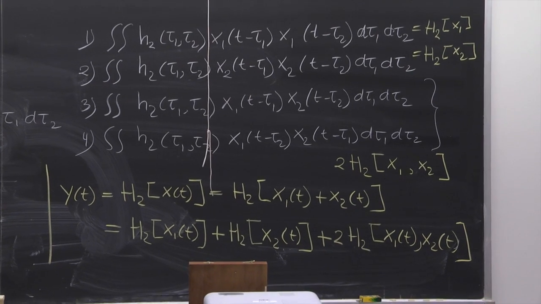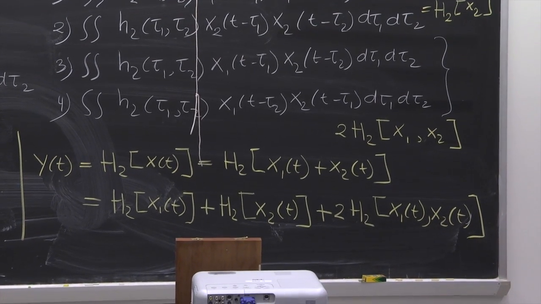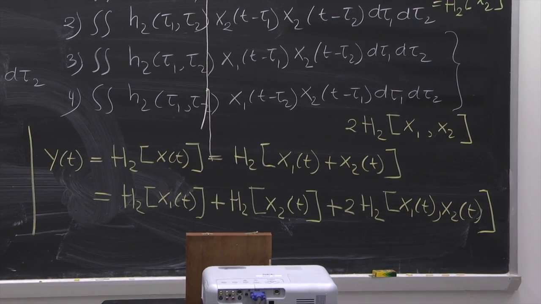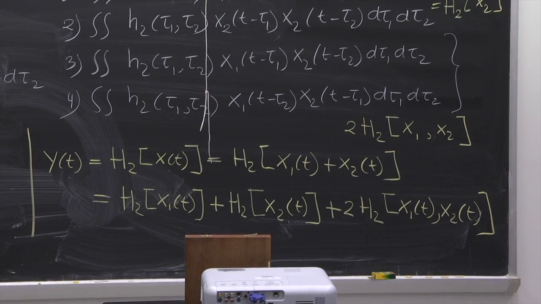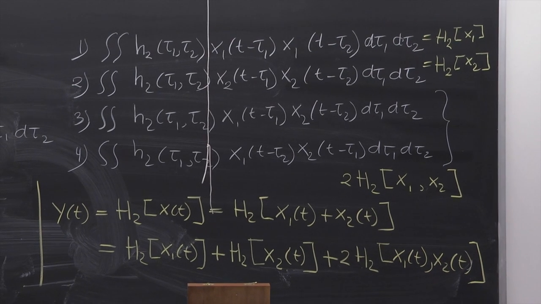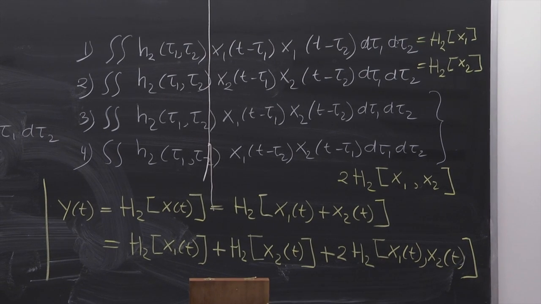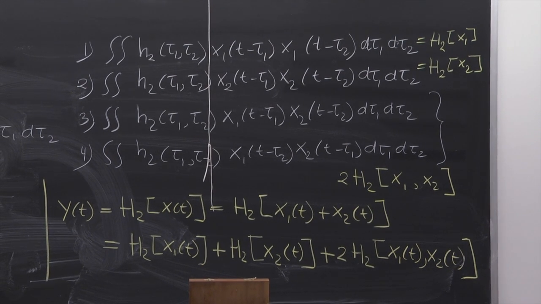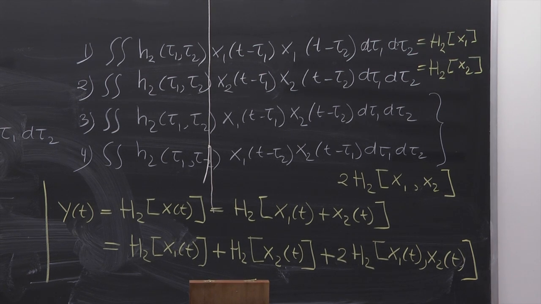And you can see that the first 2 terms again represent superposition, and the third and the fourth term, but they are the same, so they converge into a single one, is the deviation from this superposition.